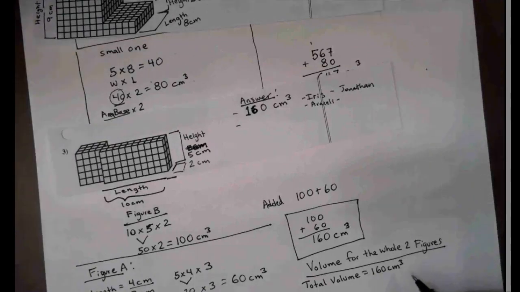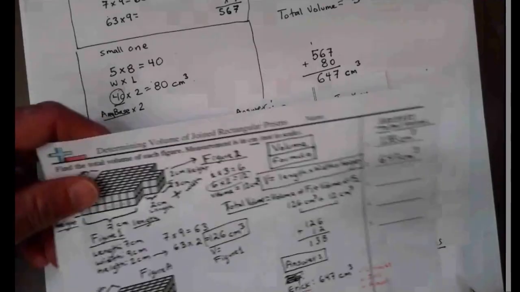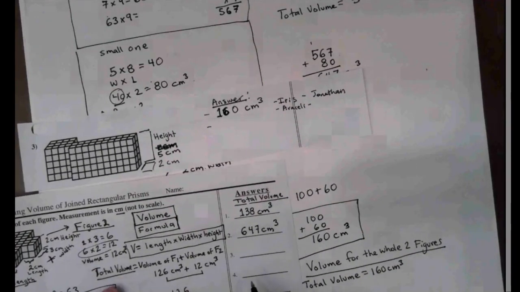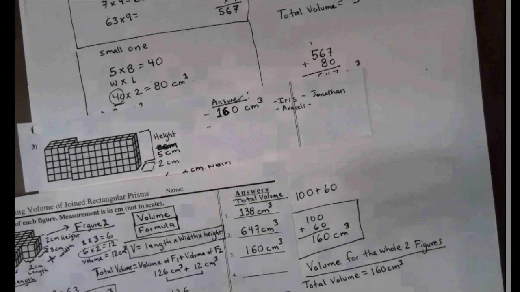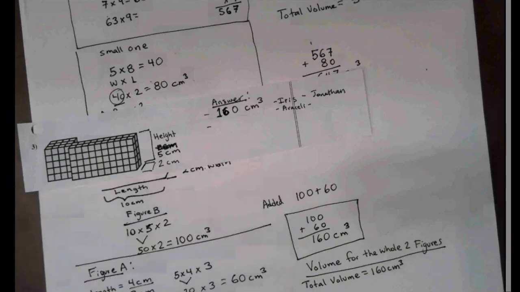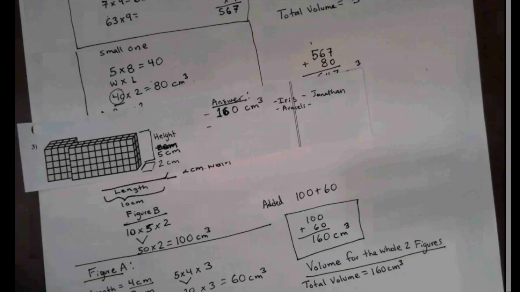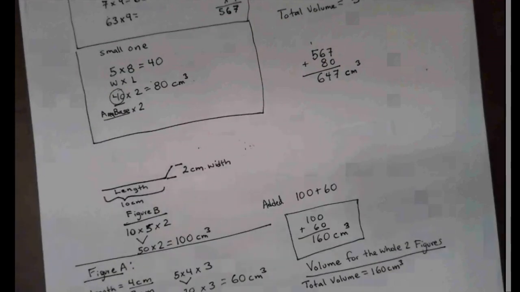All right. And we're going to write that right here on this sheet. We're at number 3. 160 cubic centimeters. All right? CD, I'm going to give you some points for helping with that one. Thank you so much. Is there another volunteer that would like to do it?